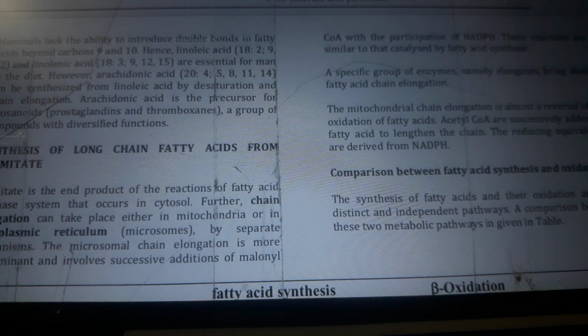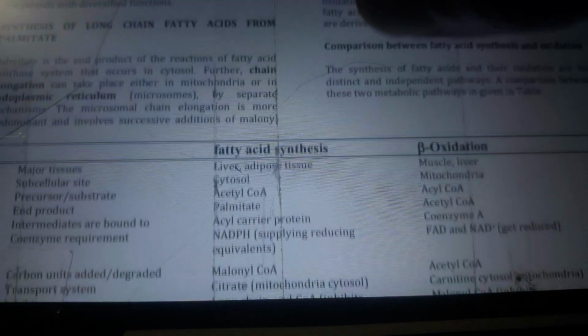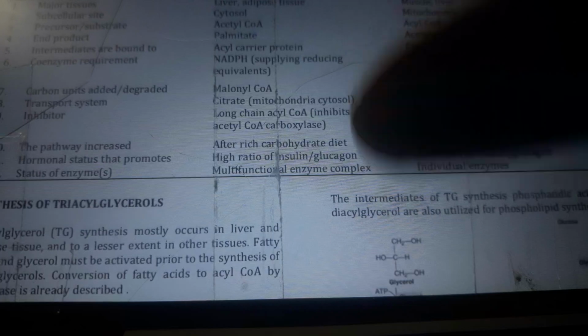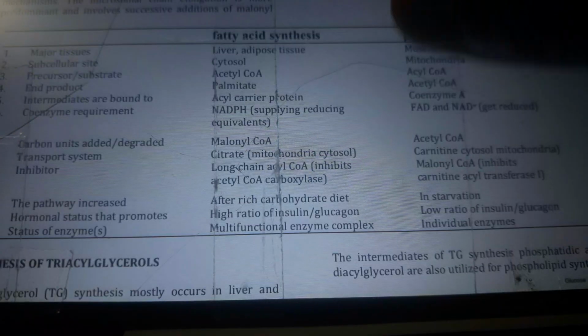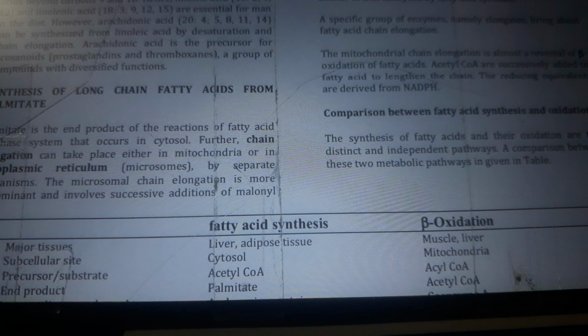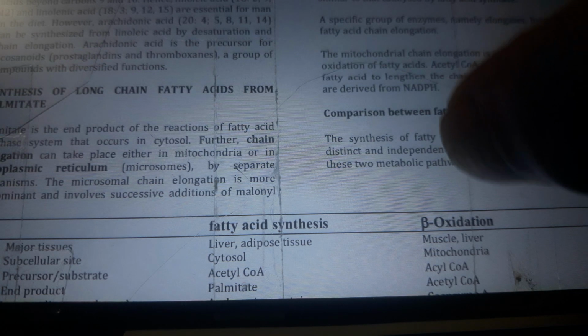Synthesis of long-chain fatty acids from palmitate. Palmitate is the end product of the reactions of the fatty acid synthase system that occurs in the cytosol. Further chain elongation can take place either in the mitochondria or in endoplasmic reticulum microsomes, by separate mechanisms. The microsomal chain elongation is more predominant and involves successive additions of malonyl-CoA with the participation of NADPH. These reactions are similar to that catalyzed by fatty acid synthase. A specific group of enzymes, namely elongases, bring about fatty acid chain elongation.